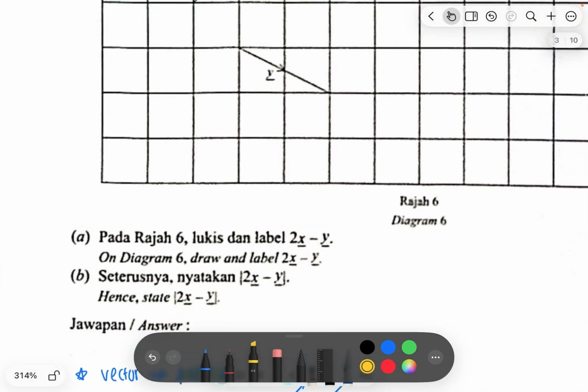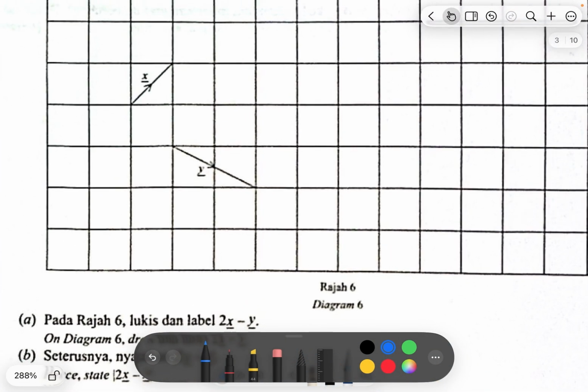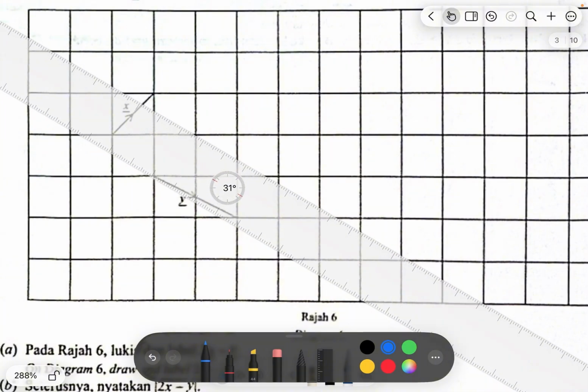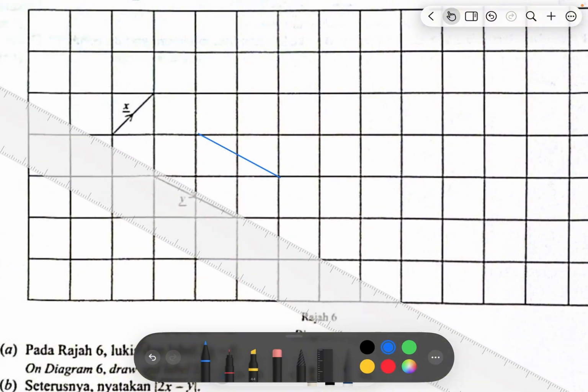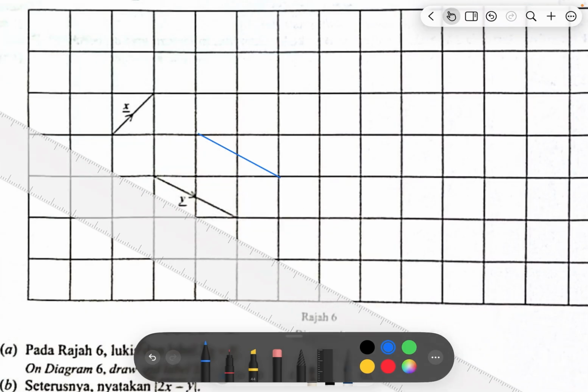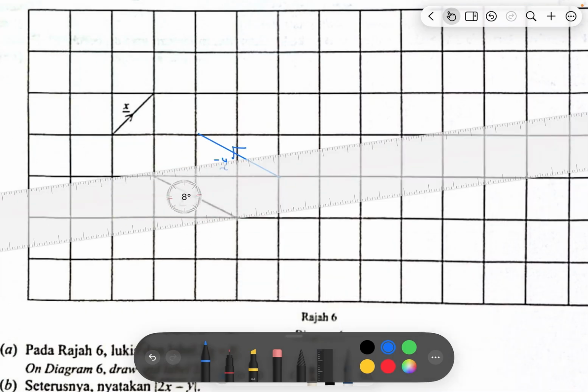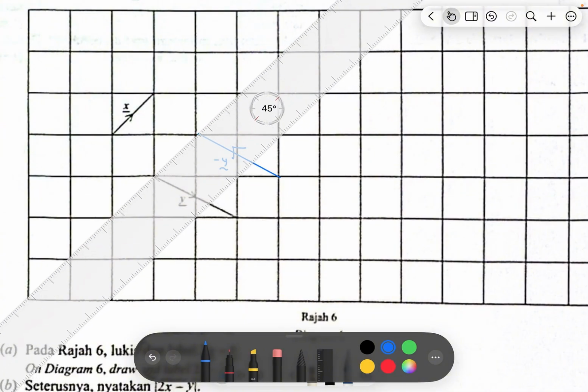Okay, so now they want us to draw and label 2x minus y. From one point to one point, right? That's y. So it's the same, but draw the opposite direction because they want negative y. And then for x, I suggest you connect a triangle because they want us to form a triangle vector for the next question. What I mean by that is this. Let me show you.